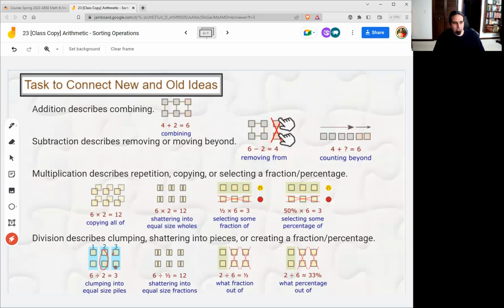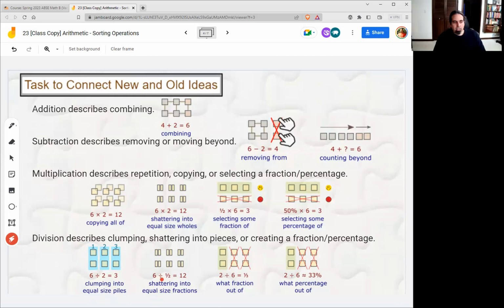I put it in groups of size 2. How many groups do I have? I have 6 pieces of candy. I give each kid 2 pieces. How many kids get candy? 3 of them do. Everyone okay with that picture? Yeah.